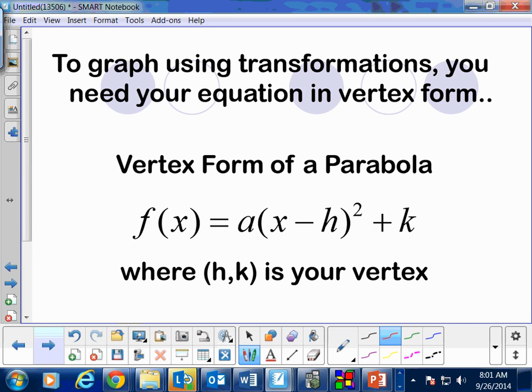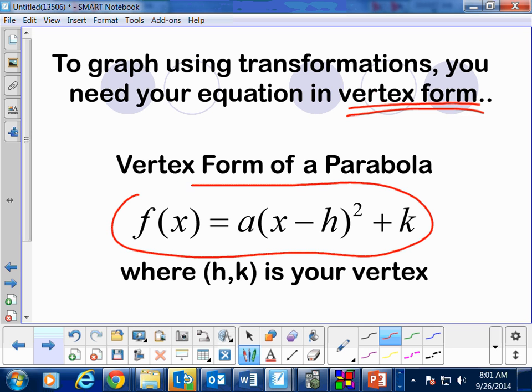Now, to graph transformations, you need equations in vertex form. This is something, well, not to say new, but I know that vertex form is something that we're going to have to get accustomed to doing. Now, one of the things about vertex form is that it's slightly different from the other one. In vertex form, we're going to be using something that we learned just previously, the transformations of what A, H, and K do. You already know the effects that they have.